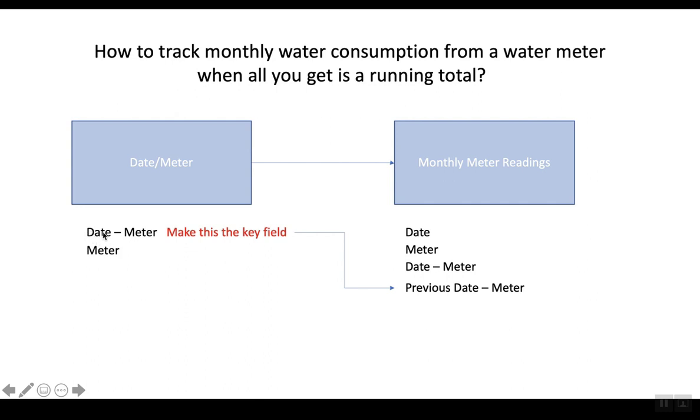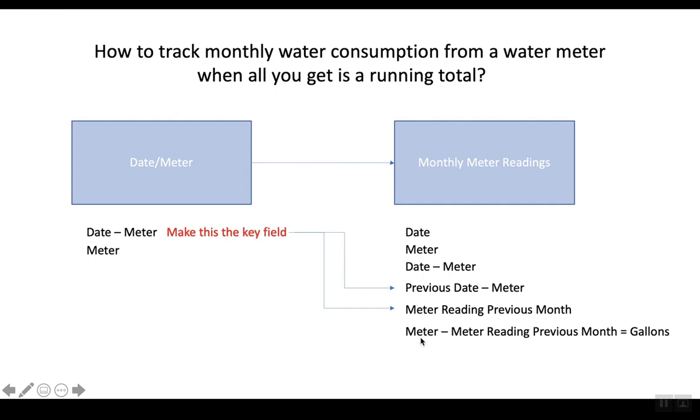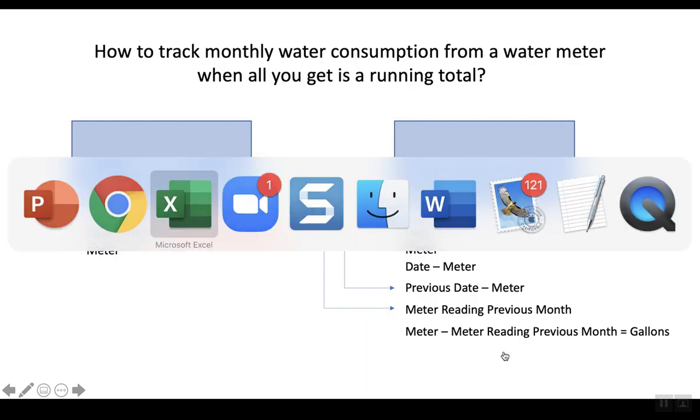Now remember, this is the key field. We have to make a formula field that will be put into this reference field that'll automatically take this date, figure out the previous date, and put that in here, which allows us then to pull down the meter reading of that previous month. That allows us to subtract the previous month's value from the meter and get gallonage per record. So let's go take a look at how that might happen.